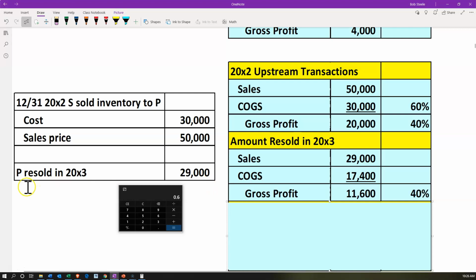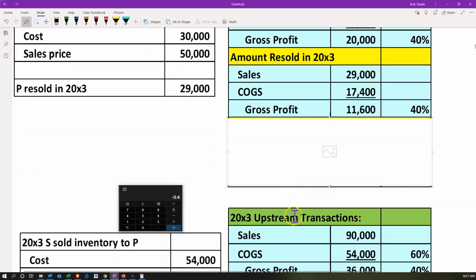The amount resold. Notice they gave us the amount resold now. They could have said the amount that had not yet been sold as of the end of 2000X3, where we would do a subtraction problem as we did above. This time they told us what was resold, so we're just going to pick up that number. All right, 29,000 was resold. If I take 29,000 resale times the cost of goods sold percent, or 60%, there's the 14,700. So the 14,700 minus the 29,000 is the gross profit, the 11,600. If I divide that 11,600 by the 29,000, I get back to our check figure of that 40%.